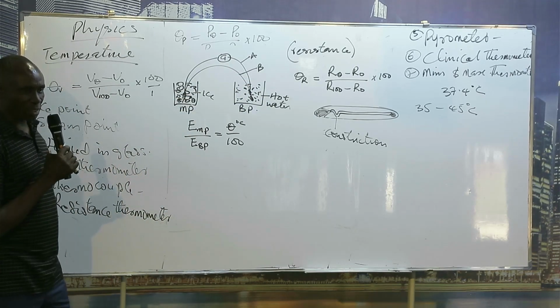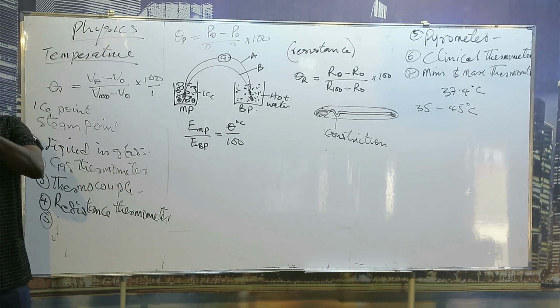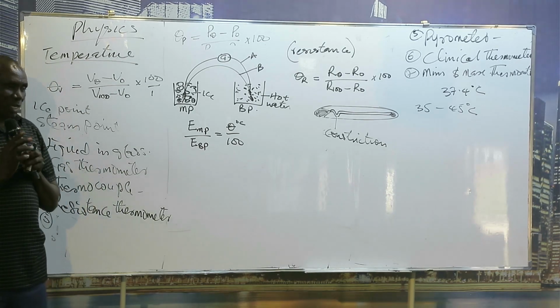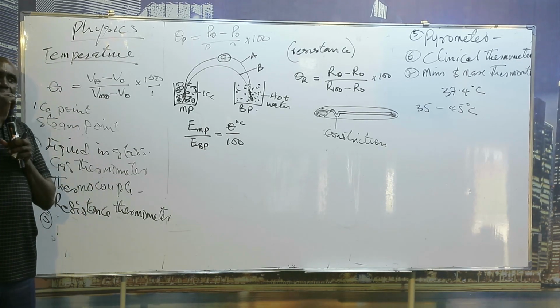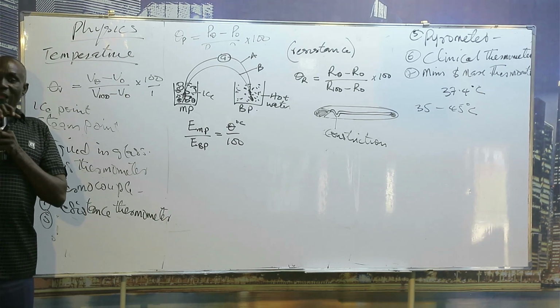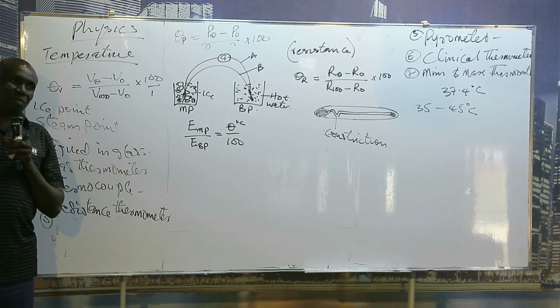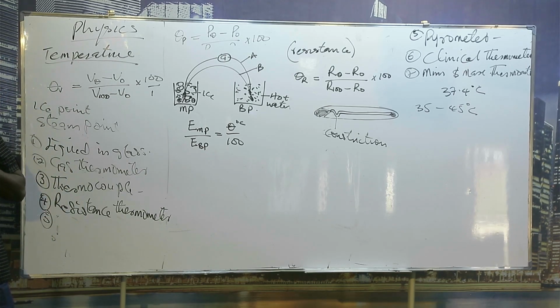Minimum and maximum means there are 2 different calibrations in one thermometer. Let me talk about it briefly because of our time. This type of thermometer has the widest range of reading of temperatures. Anytime you talk about a wide range of temperatures, you talk about minimum and maximum.